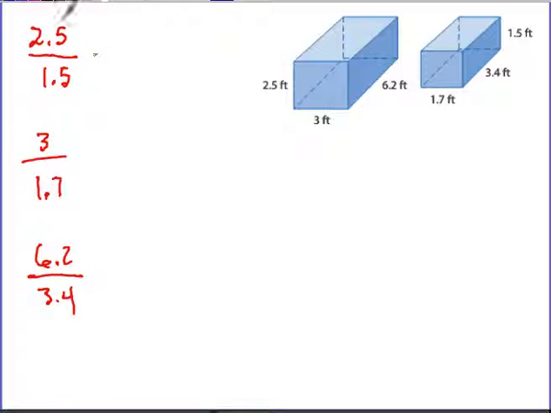What's a quick way that we can test to see if they are proportional? What does this line mean? Divide. What's 2.5 divided by 1.5? That equals 1.6 repeating. This equals 1.6 repeating. And what's this one? 1.76. Do we need to go any further? Nope. These are not similar shapes.